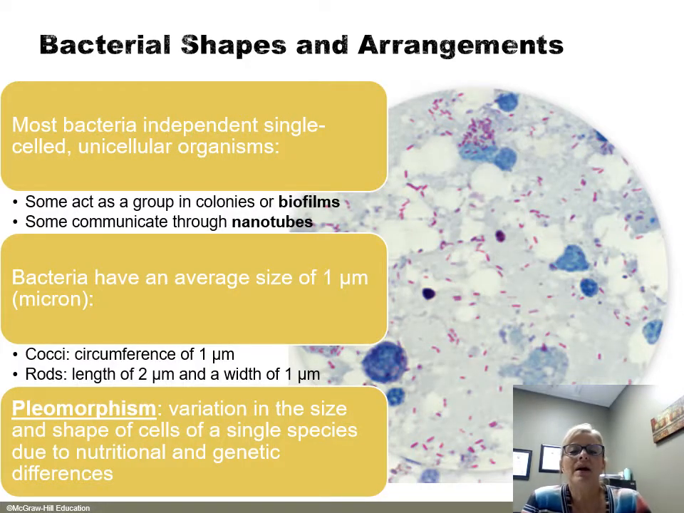All right, so let's talk about some bacterial shapes and arrangements. Most bacteria are going to be unicellular, uni meaning one, so they're single-celled. Each individual bacterial cell can carry out all of the necessary life functions. So each cell can carry out reproduction, metabolism, or obtaining nutrients.